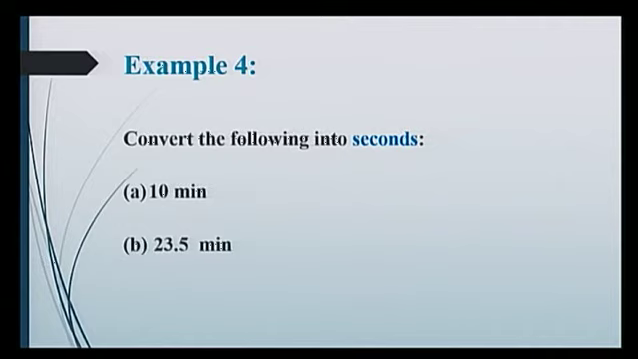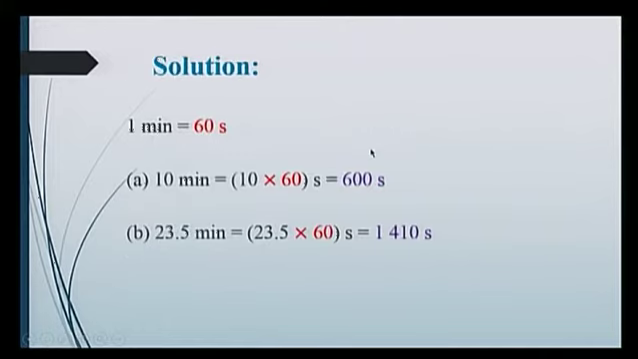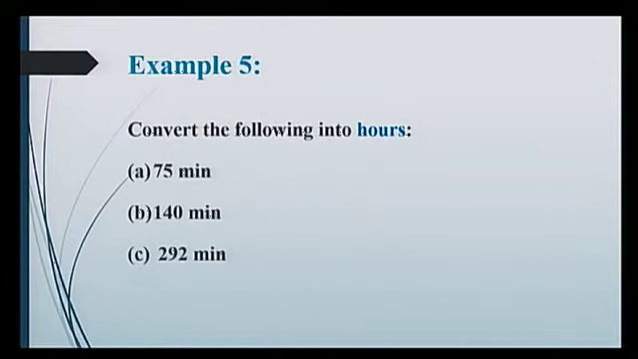Now we have a look at example 4. I have to convert the following minutes into seconds. So we have a look at the solution. Remember, 1 minute is equal to 60 seconds. So for 10 minutes, I'm going to have 10 times 60, that is 600 seconds. And for 23.5 minutes, I'm going to have 23.5 times 60, which gives me 1,410 seconds.